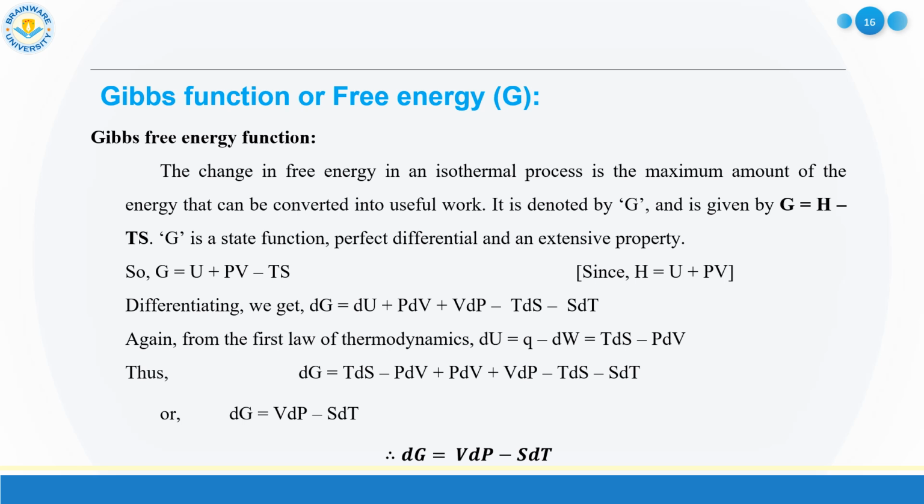Our next thermodynamic function is Gibbs function or Gibbs free energy or free energy. So Gibbs free energy is defined as H minus TS. Now G is also a state function. It is a perfect differential and extensive property like the other thermodynamic functions. So if we do a little bit of algebra here and use the first law of thermodynamics, we will eventually get dG equal to VdP minus SdT.